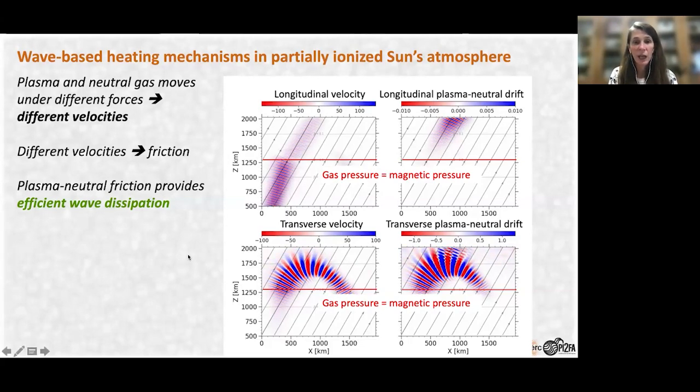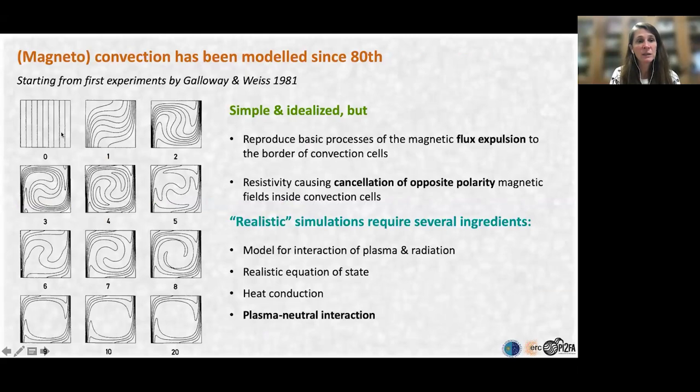And then another, the first building block of the sun's atmosphere was convection. So convection, again, has been modeled since the 80s and even before.